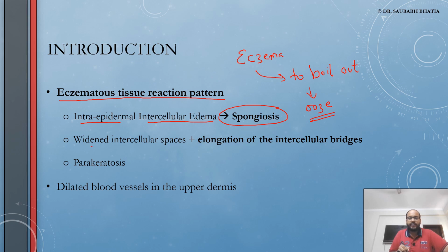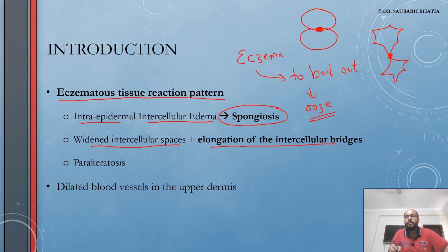Now, what are the features of the spongiotic tissue reaction pattern? There is intraepidermal intercellular edema, which we call spongiosis. Intraepidermal means inside the epidermis. Intercellular means in between cells. So outside the cells but inside the epidermis, and that is known as spongiosis. There are widened intercellular spaces, because fluid is getting collected in between them, and elongation of intercellular bridges.